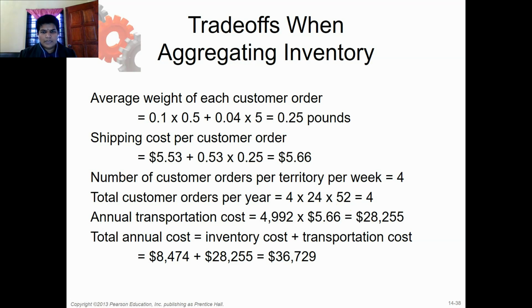So here the number is wrong. Okay. So the annual transportation cost is equal to 4992 times 5.66. So the total annual transportation cost is 28,255.